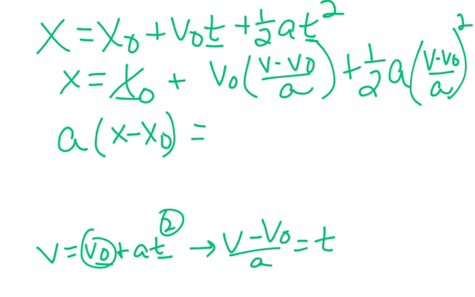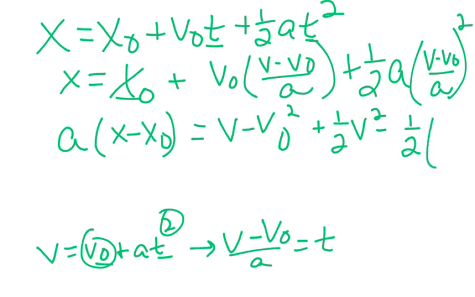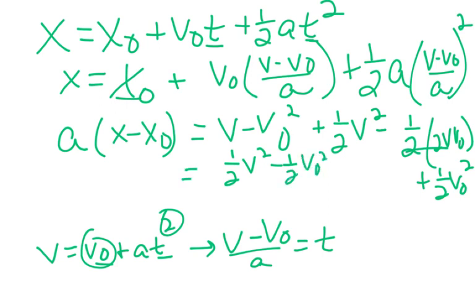So now I have it equal to v minus v naught squared. Oh, I do not know why this wants to keep. Plus 1/2 of v squared minus 1/2. And you get 2 v v naught plus 1/2 v naught squared. Okay, so I have a 2 that reduces here. So on my next line, I end up with 1/2 v squared minus 1/2 v naught squared is equal to this.